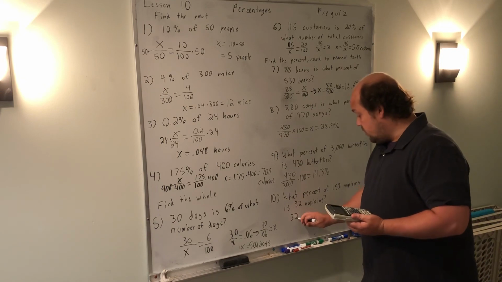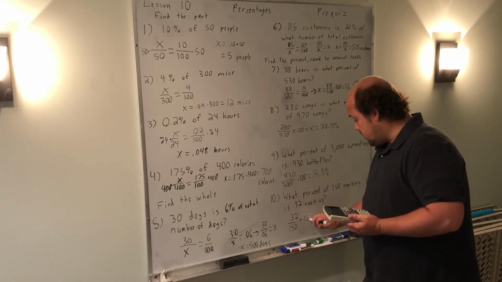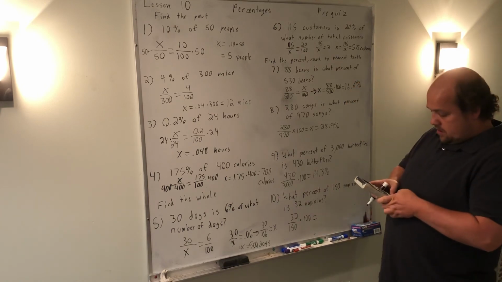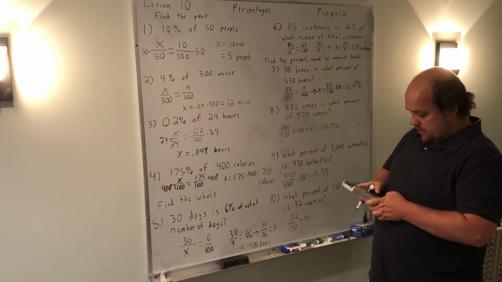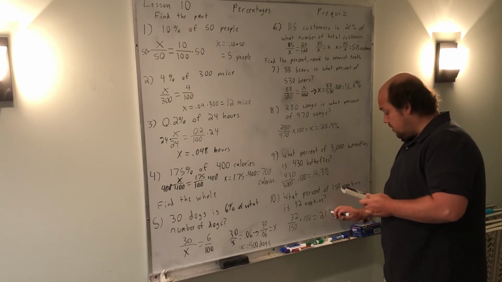Final question, what percent of 150 napkins is 32 napkins? So we're going to take the 32 out of 150. We're going to multiply it by 100. That's how I get 32 divided by 150 times 100, 21.3%.